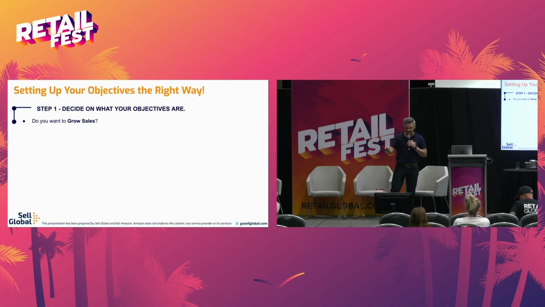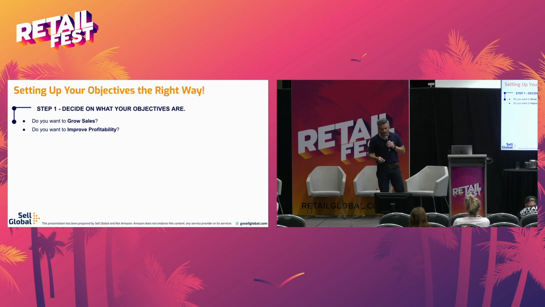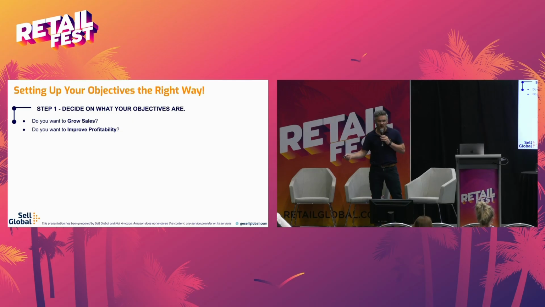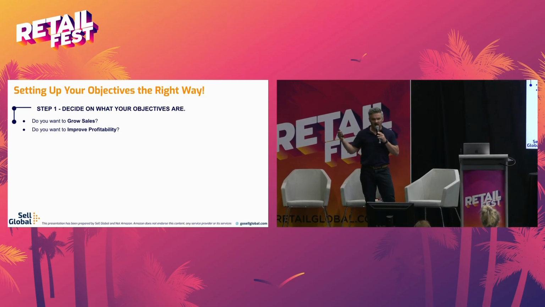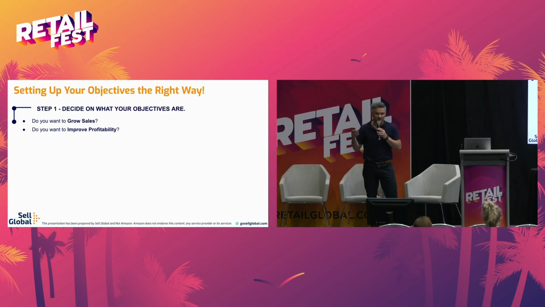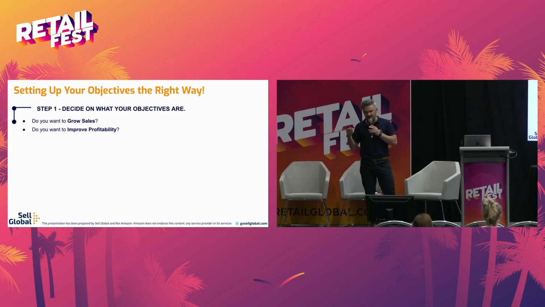Do you want to grow sales? Do you want to improve profitability? A lot of the time, brands will switch between their decision making too quickly between these two things. They want to grow sales and they want to grow it extremely profitably. Those things are generally moving in opposite directions, and you can't do both of them well at the same time.